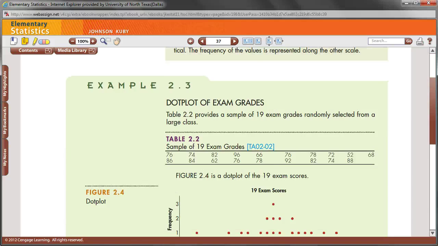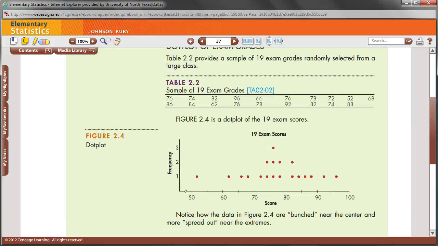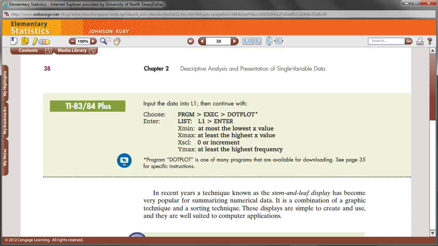Let's see, dot plot. Here's an example of a dot plot, kind of like what you saw before. They use exam grades here as well. Actually, this was an inspiration. Our textbook author used exam grades, and I have a lot of exam grades accumulated, so I just went back to one of my classes I had and used those.